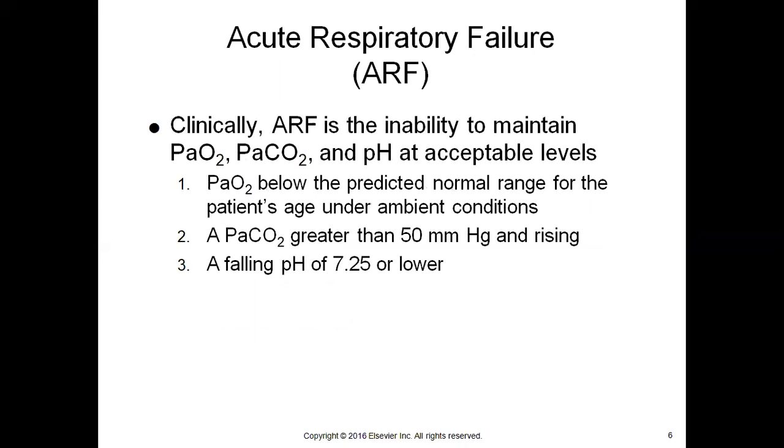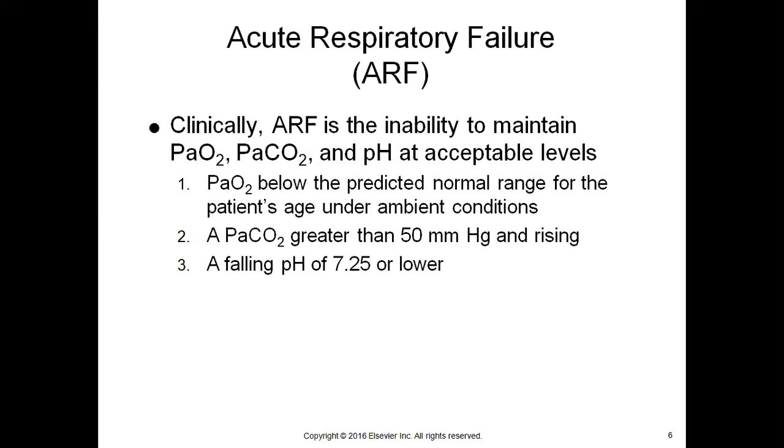When we talk about respiratory failure clinically, it's an inability to maintain PaO2 or PaCO2, which is related to pH, at acceptable levels. It can be either or both that we're dealing with. If we have a PaO2 below the predicted normal range for the patient's age under ambient conditions, then we deem that patient as hypoxic respiratory failure. Where I'm at in Utah, that predicted is going to be 60 to 80. If you're sitting at sea level right now, that's going to be 80 to 100. So based on where you're at and what your elevation is, that can be dramatically different than someone else in another portion of the country.